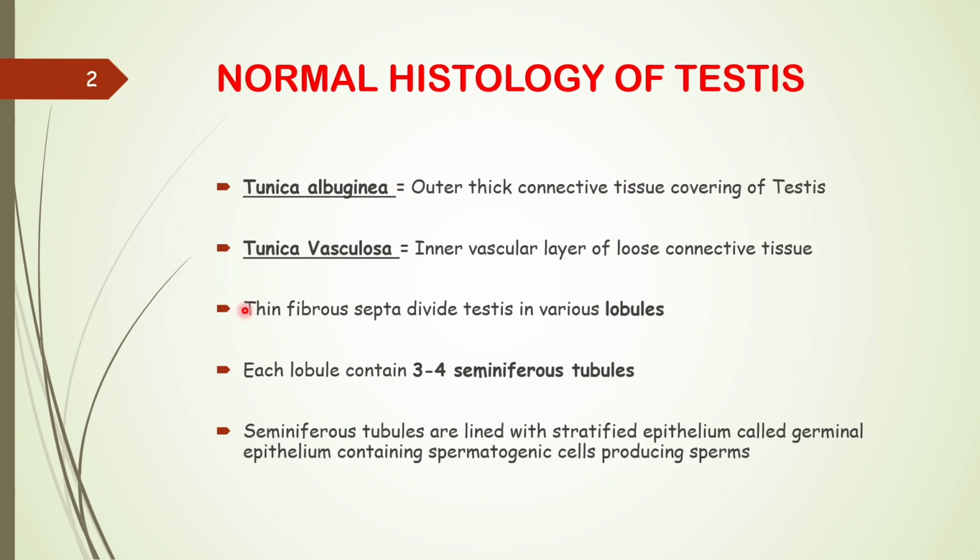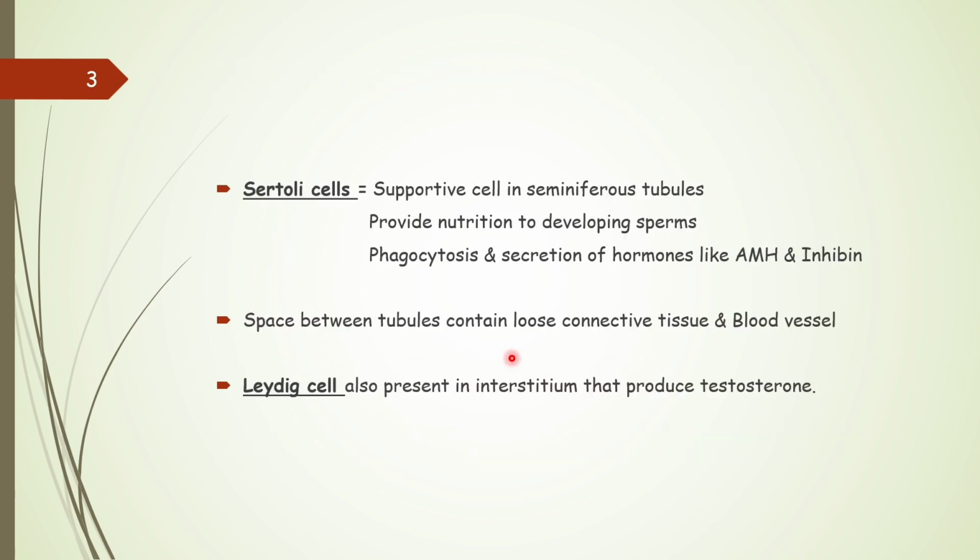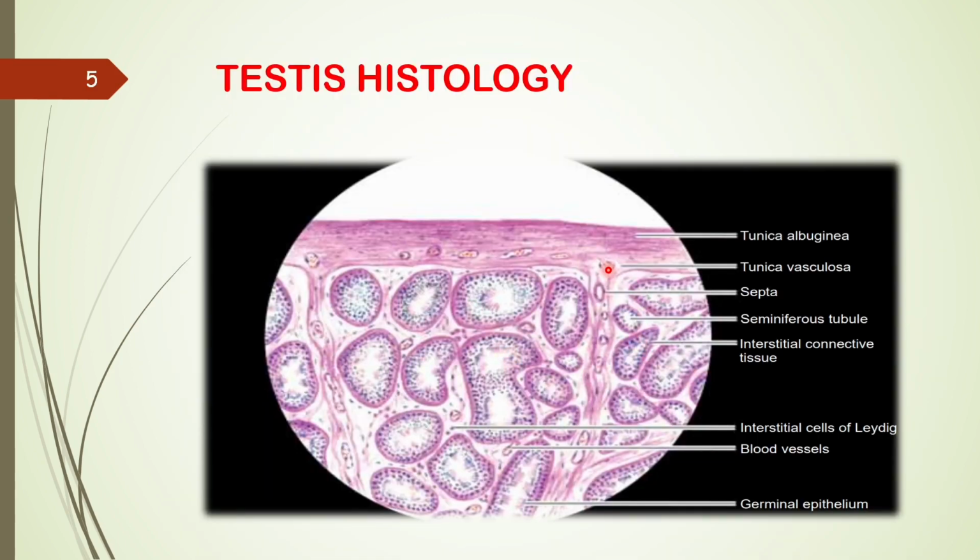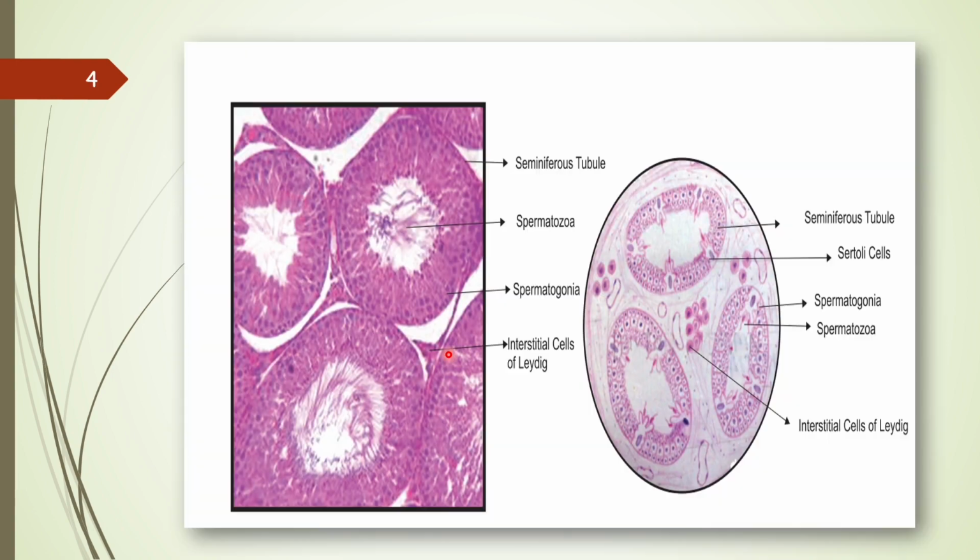Now, there are very thin fibrous septa that divide the testis into various lobules, and each lobule of the testis contains 3 to 4 seminiferous tubules. So here you can see this fibrous septa dividing the testis into lobules, and in this lobule we can see various seminiferous tubules, right? So this elongated structure is the seminiferous tubule.